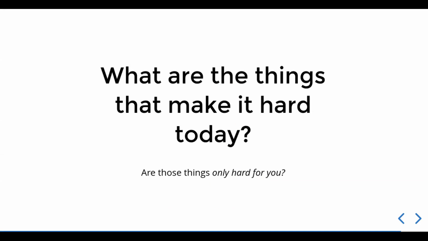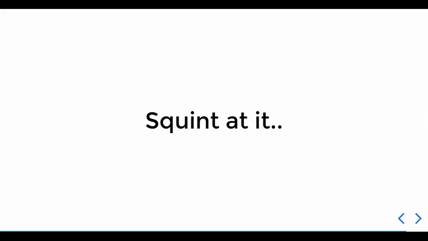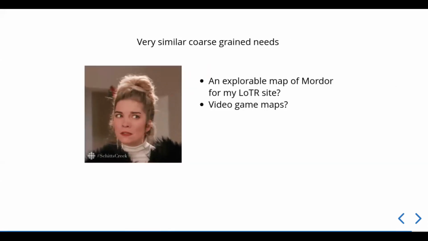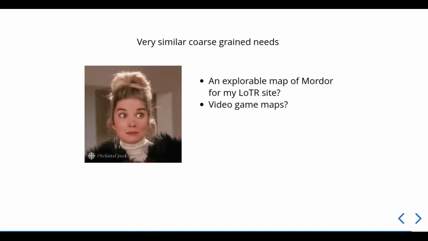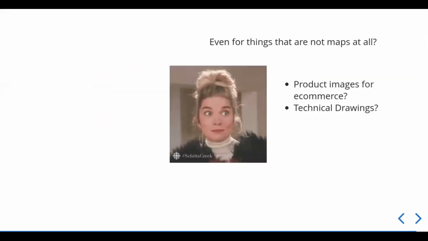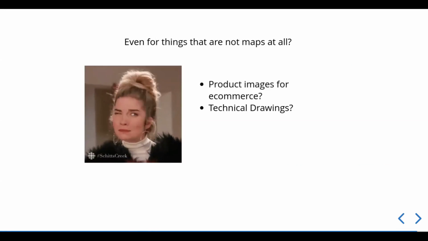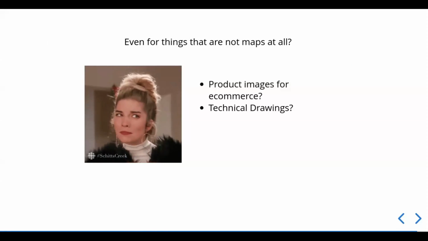So one way to do this is to ask, what are the things that are making it hard technically today, and are those things only hard for you? And I would suggest maybe squint at it a little bit. There are very similar coarse-grained needs for like video game maps or maps of fictional spaces. There are maps of Mordor, for example. And if you squint even a little bit harder, there are things that aren't maps at all that also have very similar needs. Product images for e-commerce is a really big one that people are interested in.